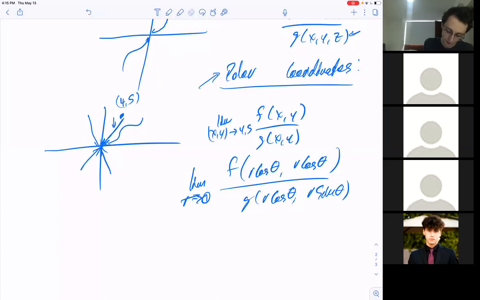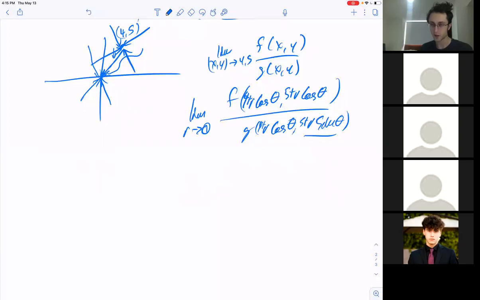Then you do exactly the same thing, you just translate. So for x you do 4 plus r cosine theta, and for y, 5 plus r sine theta, okay? And then what you end up doing is you get the lines going inwards towards the point 4, 5. If you take this limit and the result is in terms of r only, meaning that theta doesn't change the limit depending on which theta you choose, and remember, thetas correspond to the direction of approach here.